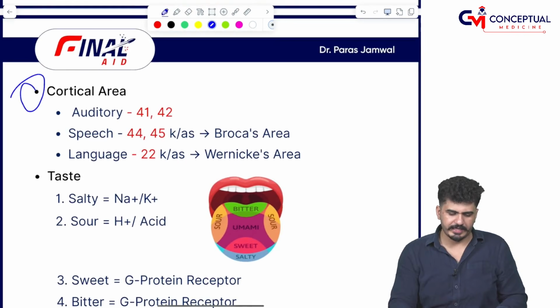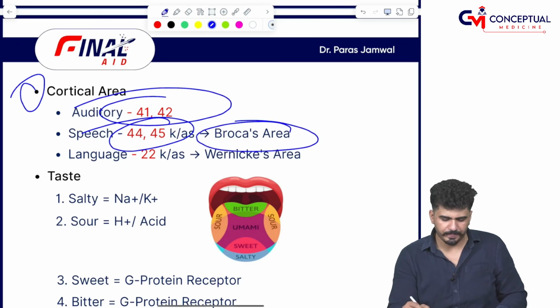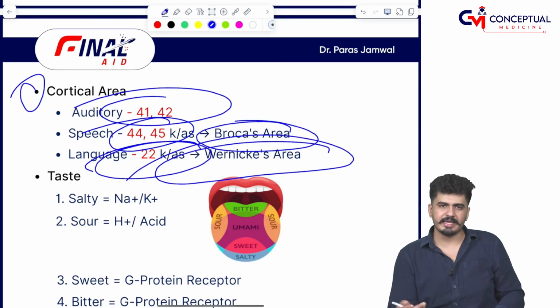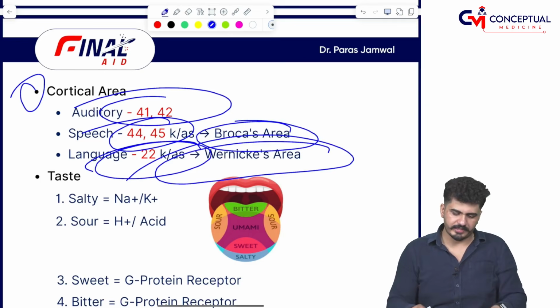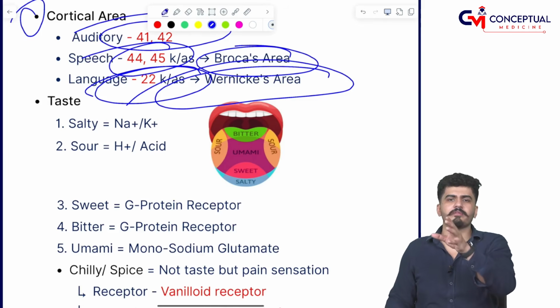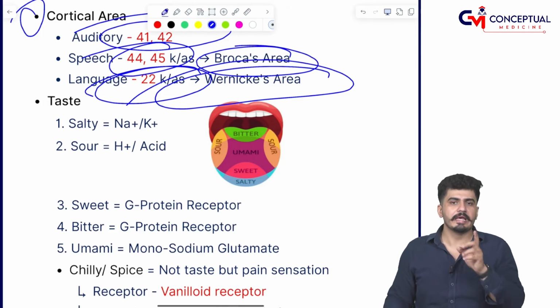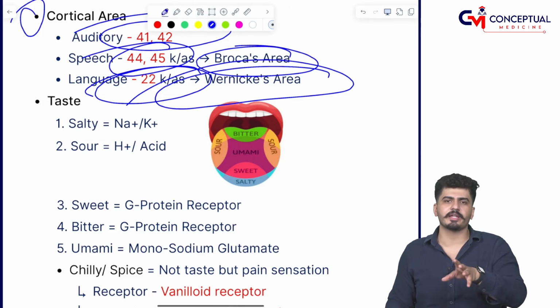Now the cortical areas: auditory is 41, 42. Then speech area 44, 45, which is also called Broca's area. Then the language area is Wernicke's area. We have already talked about all these things. Taste, my dear friends, very important. Tongue we have talked about. Anterior 1/3 of the tongue: the general sensation is by the lingual nerve. Taste sensation is by the chorda tympani.